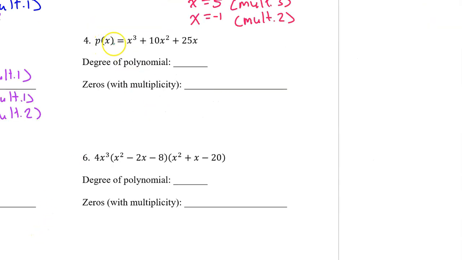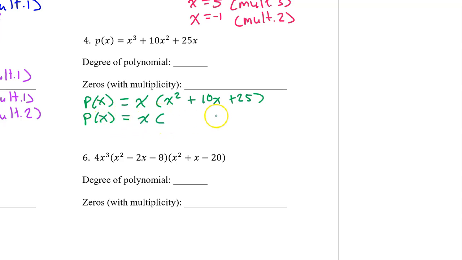Let us factor p of x the rest of the way. First of all, every term has an x, so that means x is a common factor that I can factor out, bring it outside of the parentheses. That's going to leave behind x squared plus 10x plus 25. I'm betting that this trinomial will factor even more, so let's get ready for that.